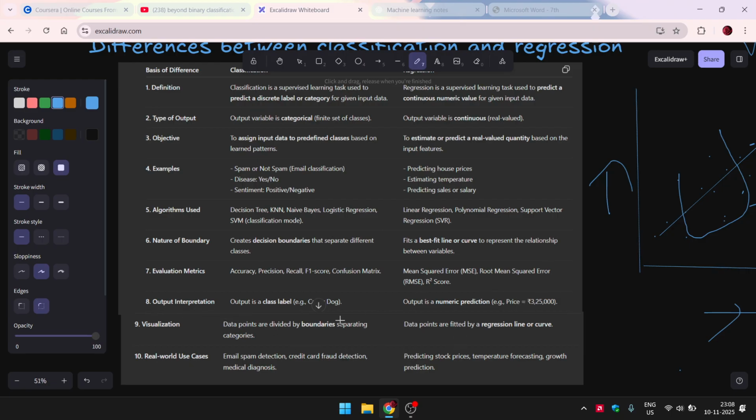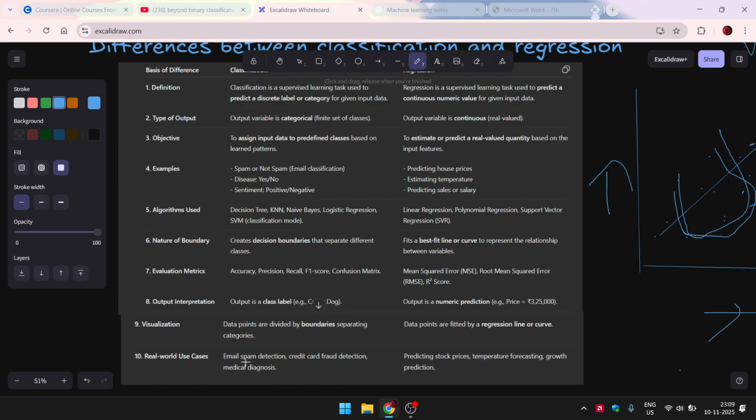Output interpretation: in classification, output is a class label, for example cat or dog. In regression, output is a numerical prediction. Let's say we predict that a 200 square feet house has a price of 3,25,000. We are predicting a numeric value here, right? But in classification we are predicting a class. In visualization, data points are divided by boundaries separating categories. In regression, data points are fitted by a regression line or curve. We can call this the regression line.